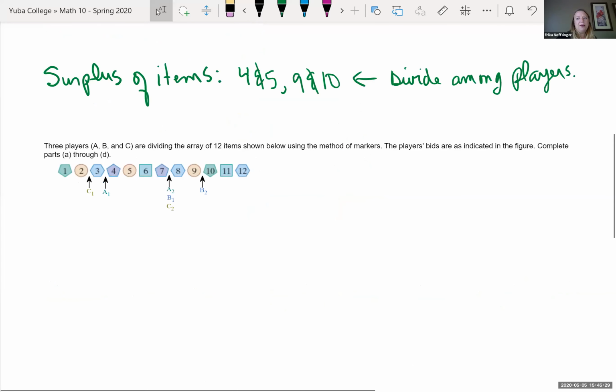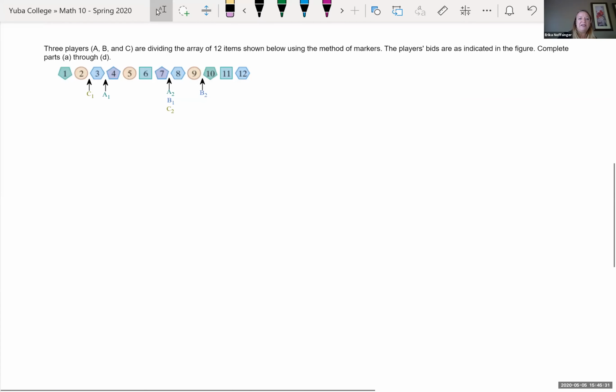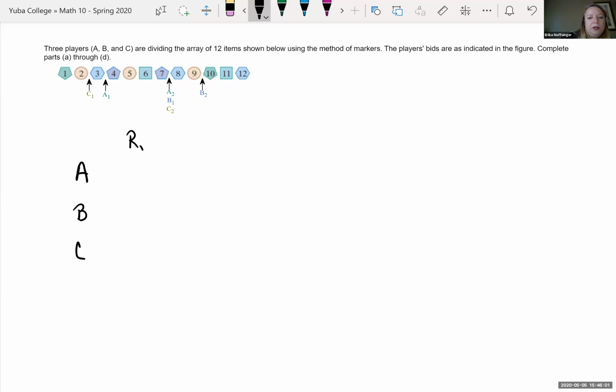Okay, same idea. We still have 3 players. This time we have 12 items that they're going to split up among them. They laid out the items randomly. Each player placed their bids secretly, and this is what we got. And now we have to decide who to give what to. So again, making the tables is just really helpful. So we have player A, player B, and player C. So there would have to be round 1, round 2, and round 3.